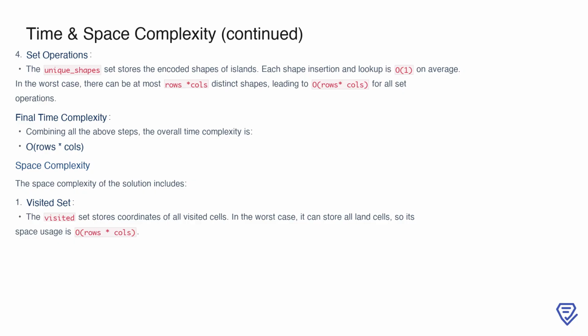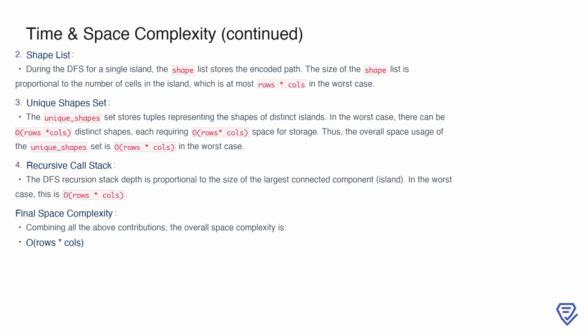Now, turning to space complexity, the solution uses a visited set to ensure each cell is processed only once. In the worst case, this set could store all land cells, resulting in O(rows * cols) space usage. Additionally, during the DFS for a single island, the shape list is used to store the encoded path of the island. The size of this list is proportional to the number of cells in the island, which is at most rows * cols in the worst case.